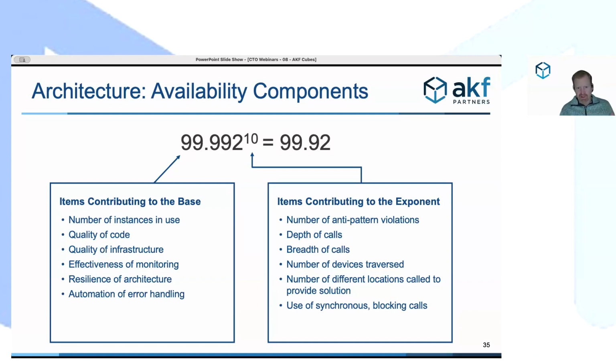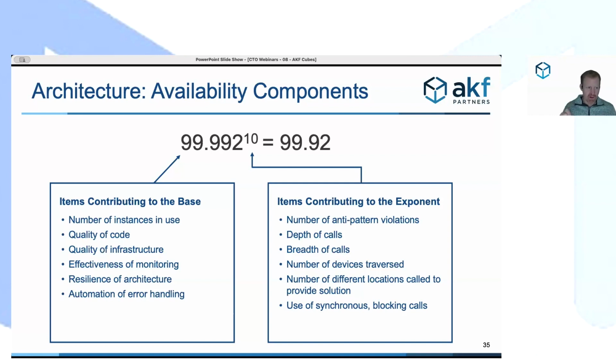And remember from the decision tree, is your code good? Is it high quality? Your infrastructure, is it fairly new, not too new where it breaks, or too old where it's going to decay? How well you can monitor and detect something, because that will reduce the downtime. How resilient it is from a redundancy perspective, and how well you do error handling. So that is the base number.